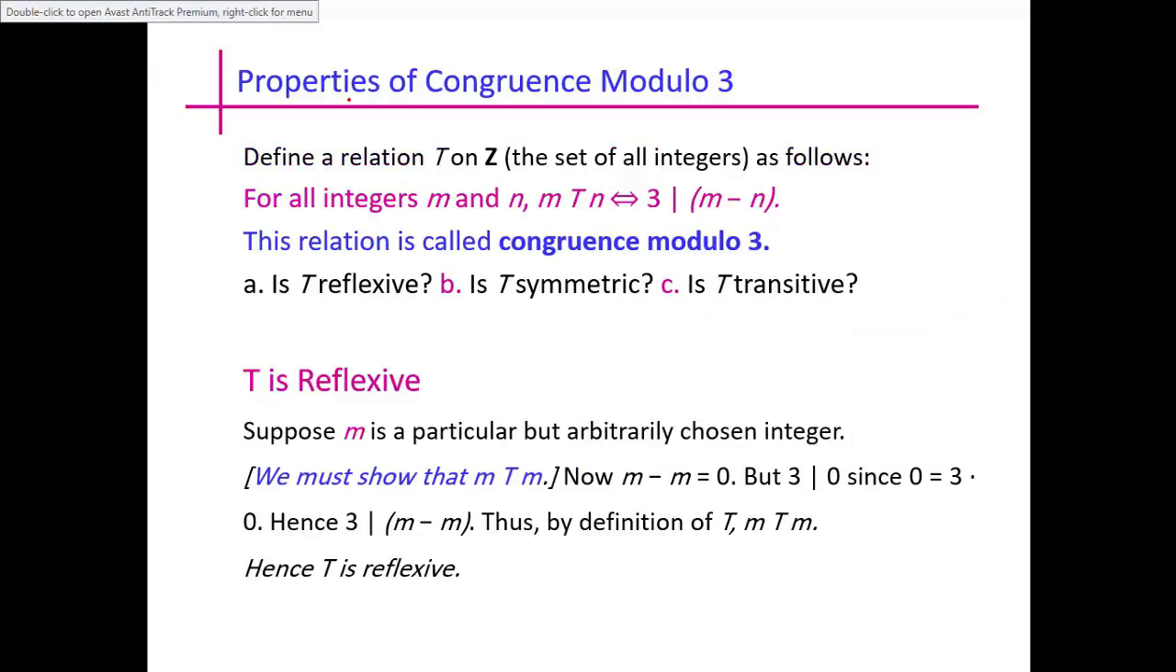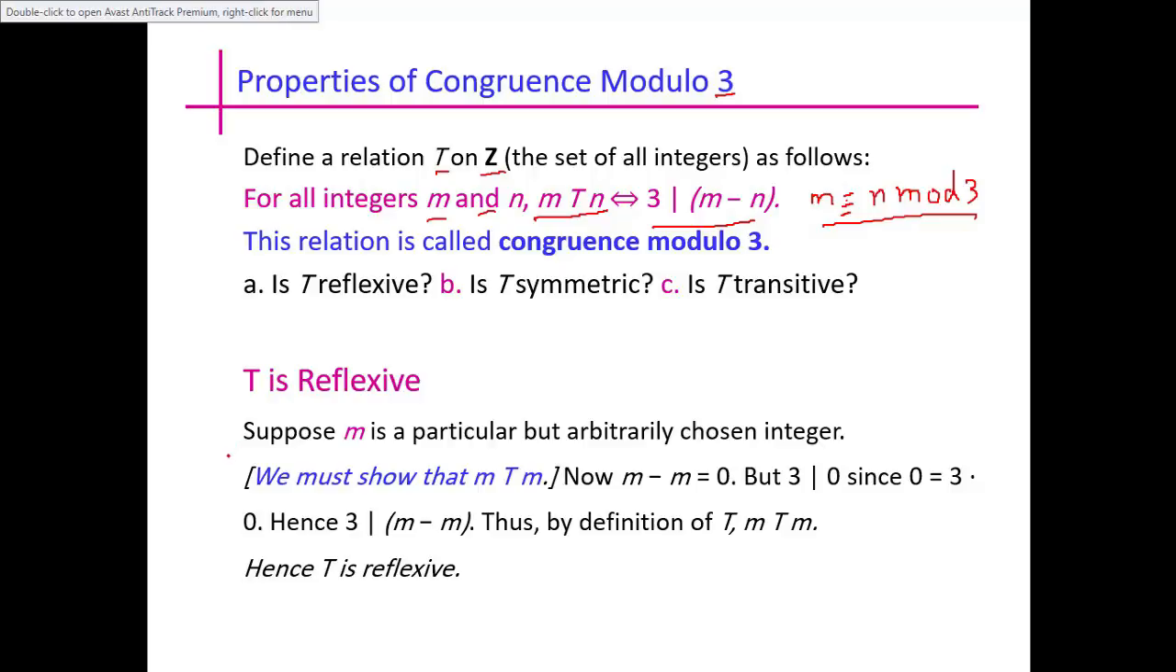Now we see some examples related to congruence modulo 3. Define a relation T on the set of integers such that for all integers m and n, m is related to n if and only if 3 divides m minus n. Or we can also write it as m is congruent to n mod 3. So this is the relation. This relation is called congruence modulo 3, and we need to check whether it is reflexive, symmetric, or transitive.